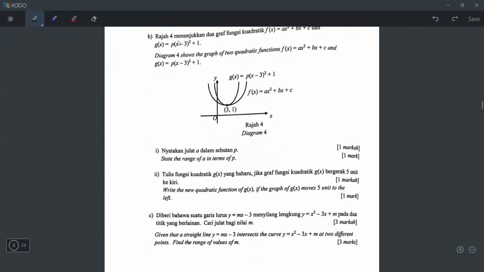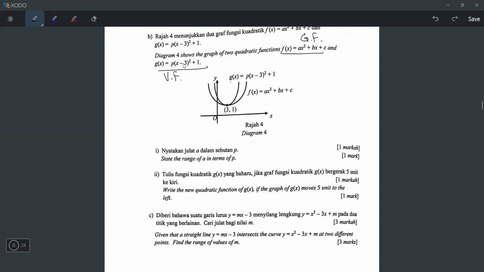Let's scroll down. Okay, question B. This question actually comes out in the other trial also. I think it's Malacca trial. I forgot Malacca or Kelantan, but it's okay. Later I'll show you. Diagram 4 shows the graph of two quadratic functions, f(x) and g(x). So we can see this is g(x), this is f(x). But if you look carefully, f(x) is written in general form. But the g(x) is written in vertex form.